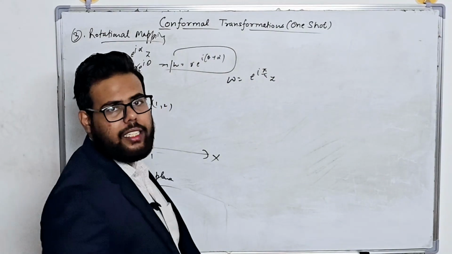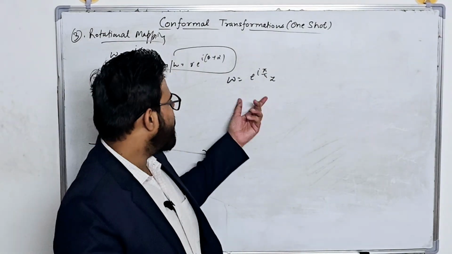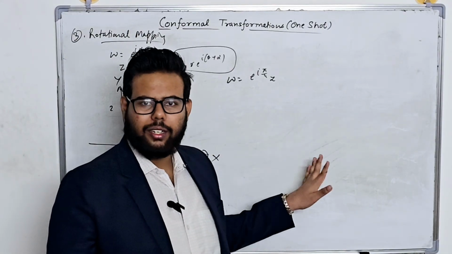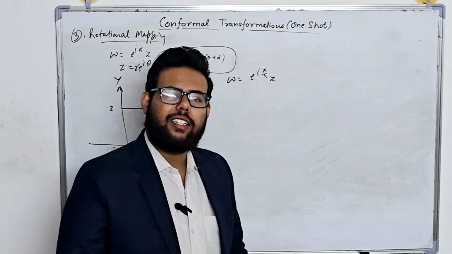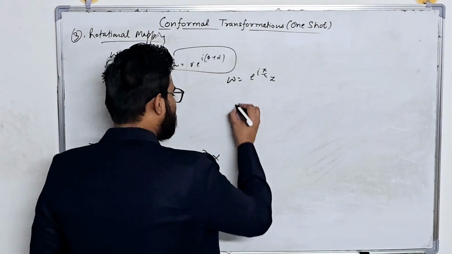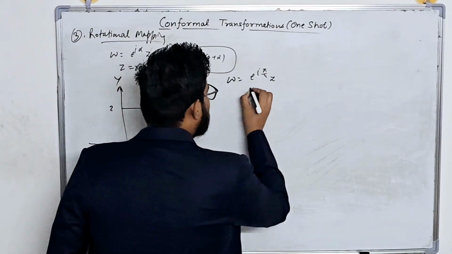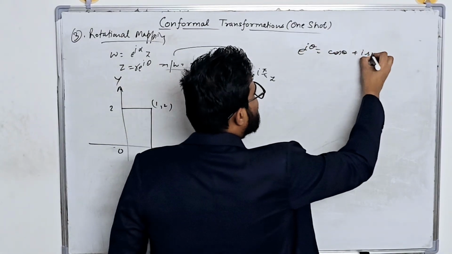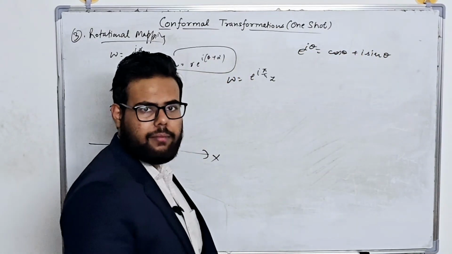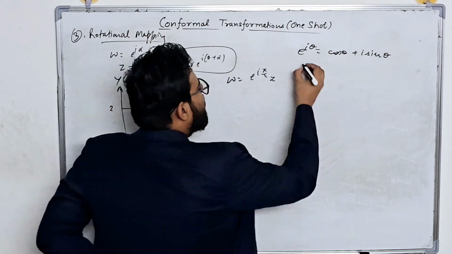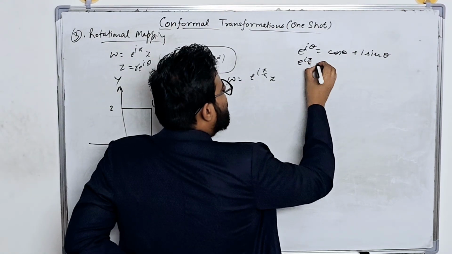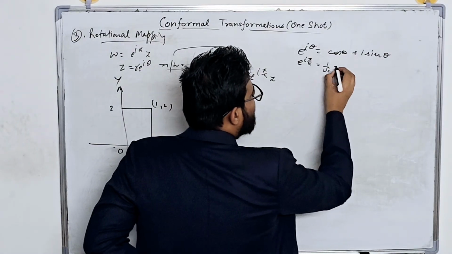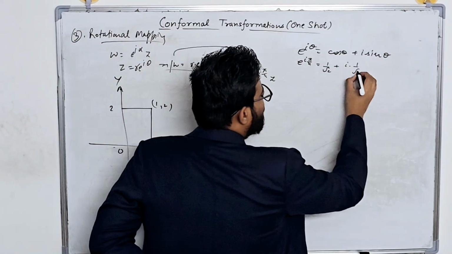Now here you have two methods. The first one you already know: you can just rotate it by 45 degrees. That is it. That I won't discuss. I will discuss the complete method over here. We know that e raised to the power i theta is equal to cos theta plus i sin theta, right? Hence, e raised to the power i into pi by 4 is equal to cos of pi by 4, which is 1 by root 2, plus i into 1 by root 2, right?